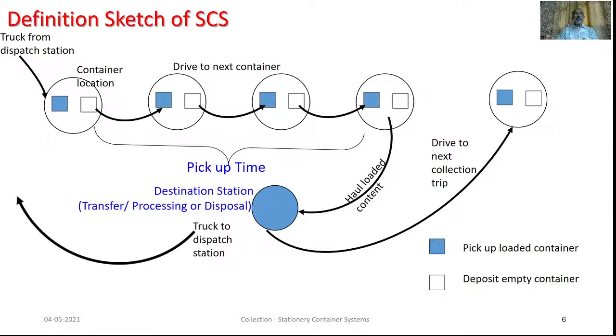The content that we discussed so far is summarized through this particular definition sketch. This is the first container location. As the day starts, it could be daytime, it could be evening, it could be night. So the vehicle starts from the dispatch station and it comes to the first container location.